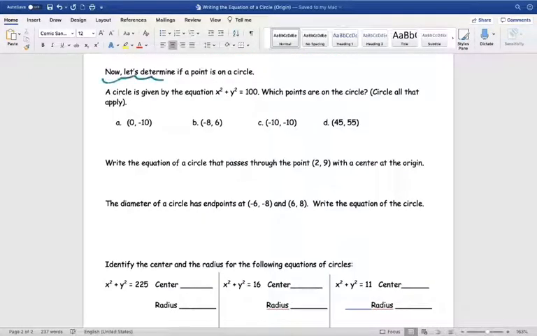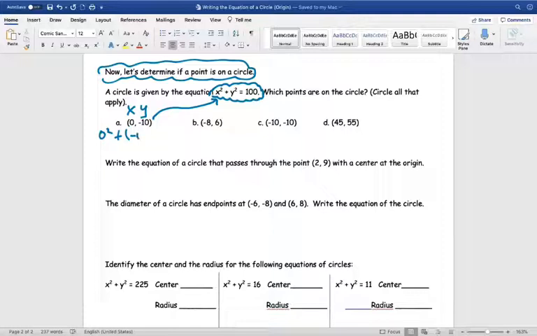Okay, now we're going to determine if a point is actually on the circle. Now remember, this is an x and this is a y. Basically, you're going to plug those numbers into here to see if it works. The equation for your circle is x squared plus y squared equals 100. So when I do 0 squared plus -10 squared, does it equal 100? If it does, then that's a point on the circle. So 0 squared is 0, -10 squared is 100, and 100 does equal 100. So I do know that that is a point on the circle.